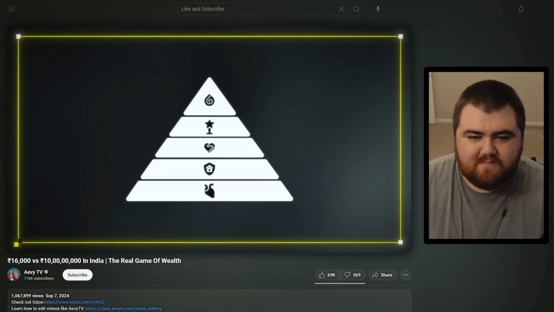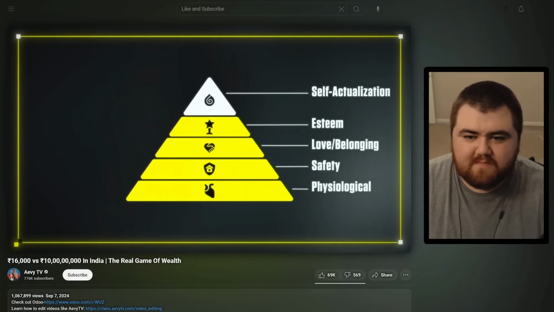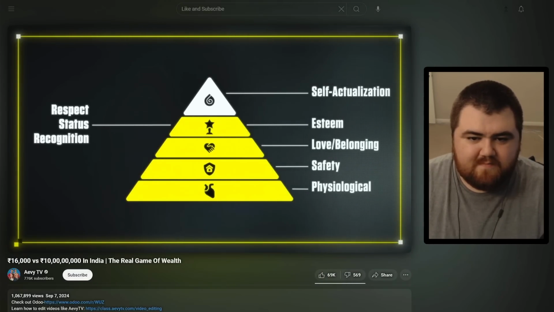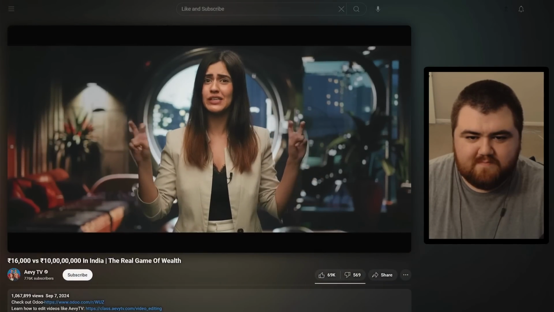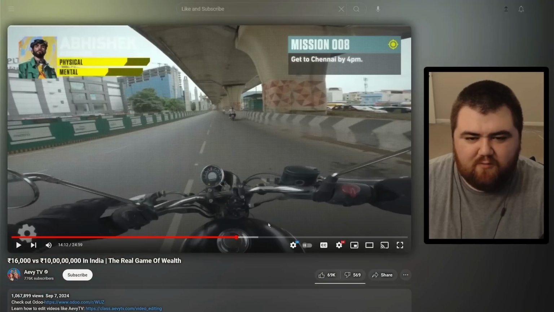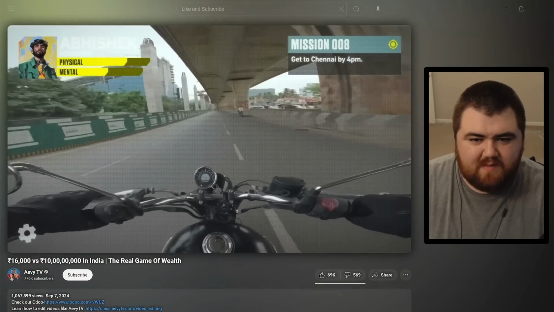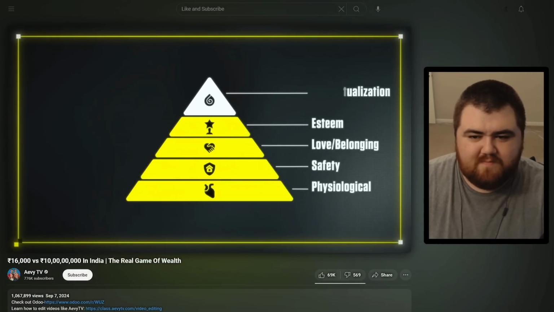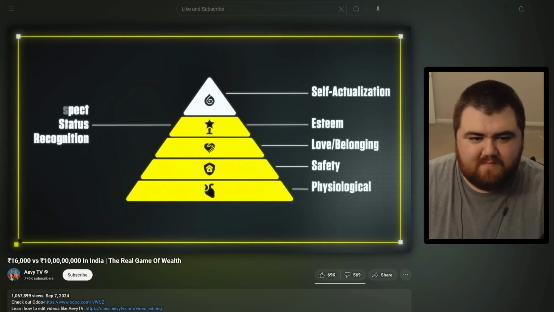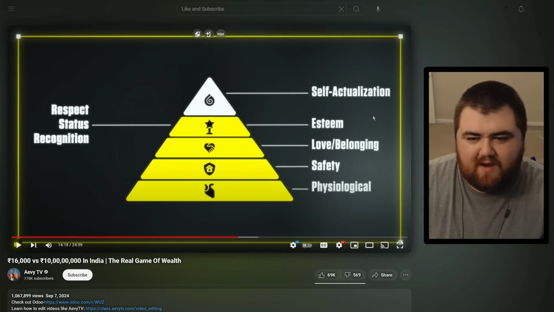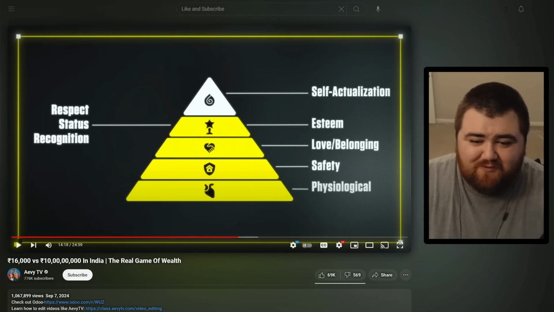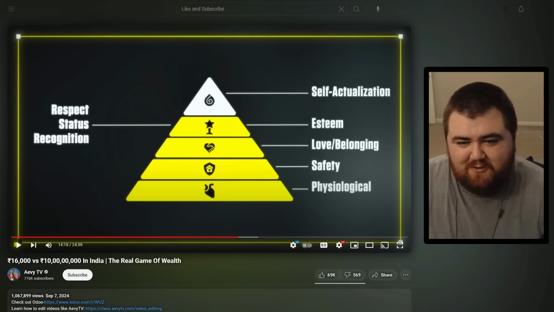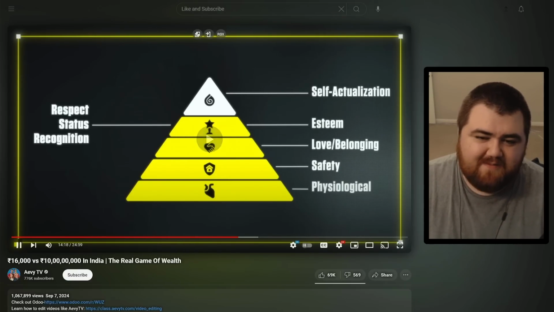You've now risen up the Maslow's hierarchy to solve for problems like self-respect, status, and recognition. The self-respect level. I'm not at that self-respect level. Oof. Sadness.